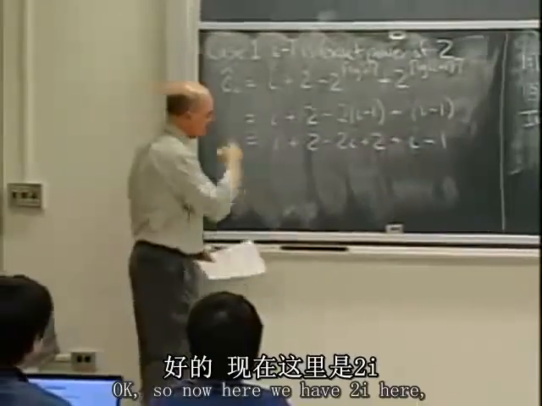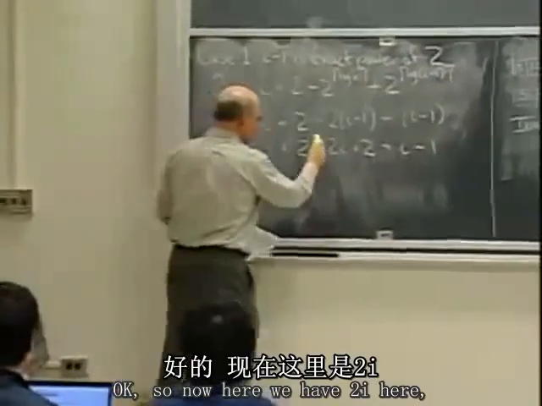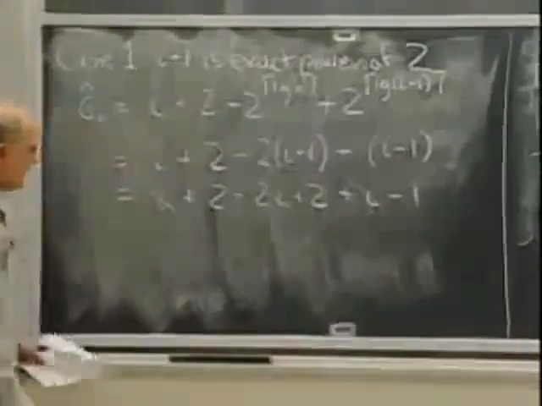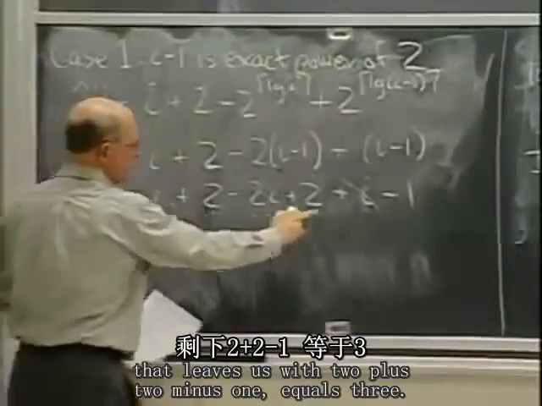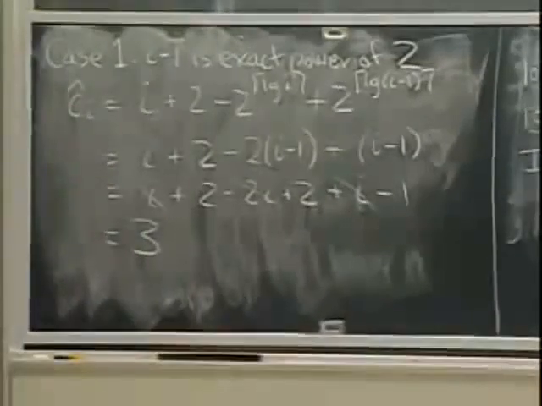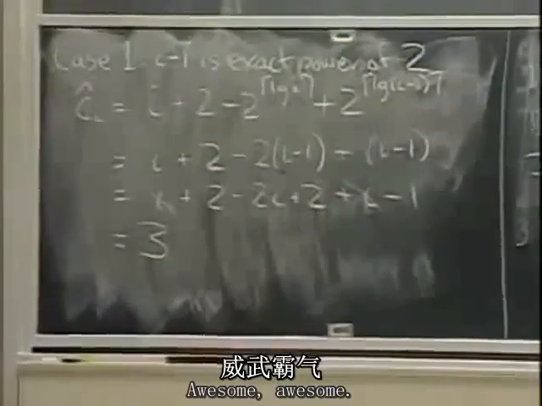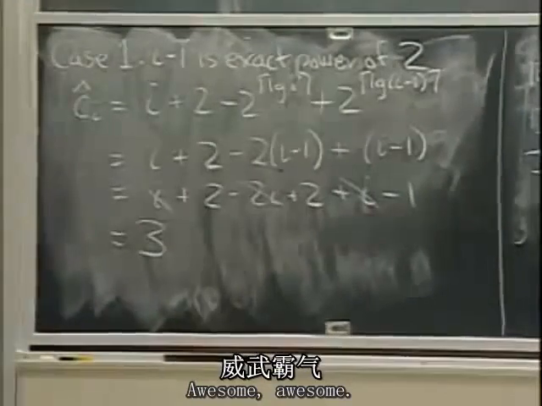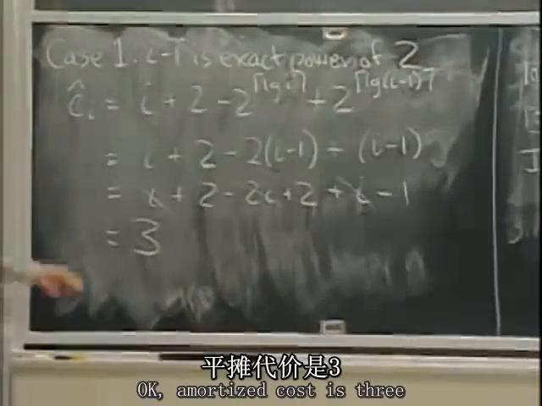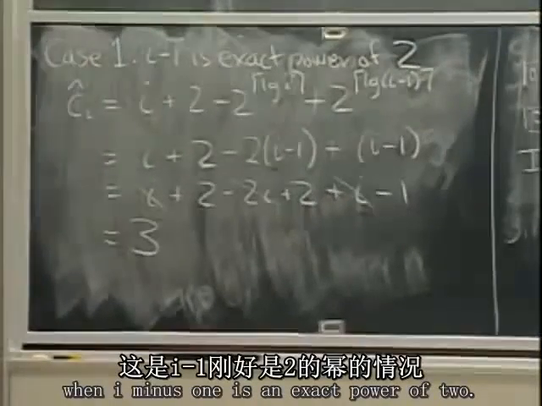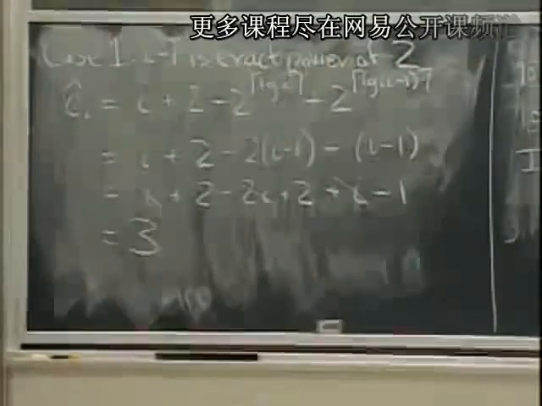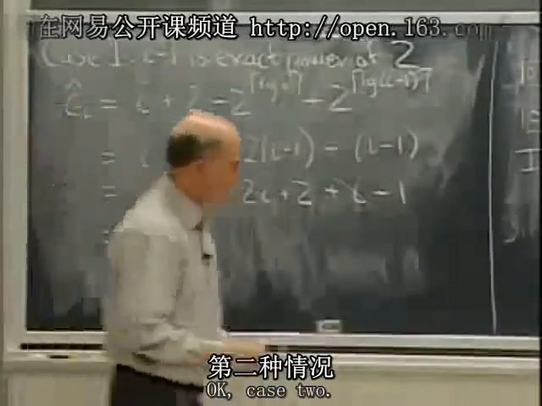Okay, so now here we have 2I here, an I here, and an I here. And then that leaves us with 2 plus 2 minus 1 equals 3. Awesome. So the amortized cost is 3 when I minus 1 is an exact power of 2. Case 2.